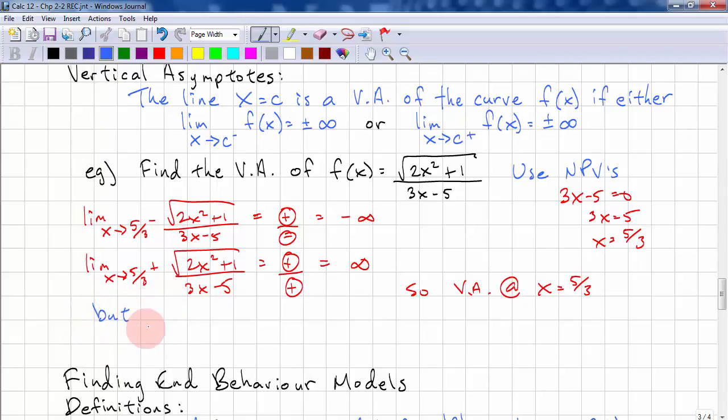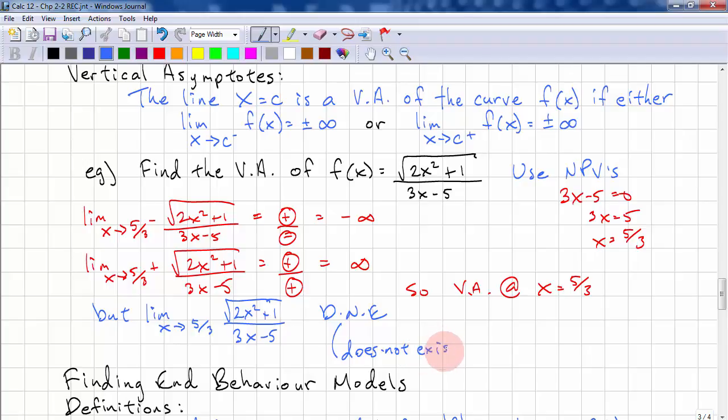But the limit as x approaches 5 over 3 does not exist. First of all, because these two don't match. Remember, the limit exists if the two limits match. And this is called an infinite discontinuity.